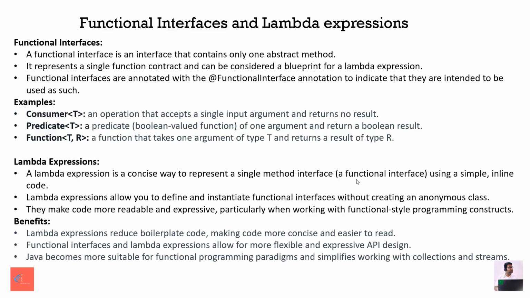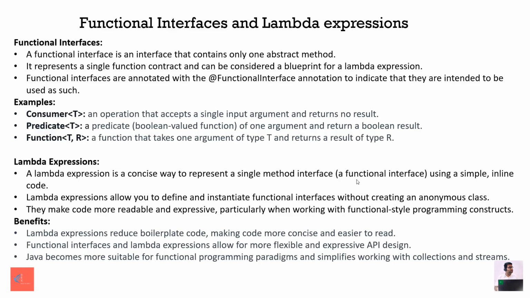Let's see some examples of functional interfaces. Consumer is an operation that accepts a single input argument and returns no result. Predicate is a function which takes one argument and returns a boolean result. Function is a functional interface that takes one argument of type T and returns a result of type R. Now let's talk about lambda expressions.